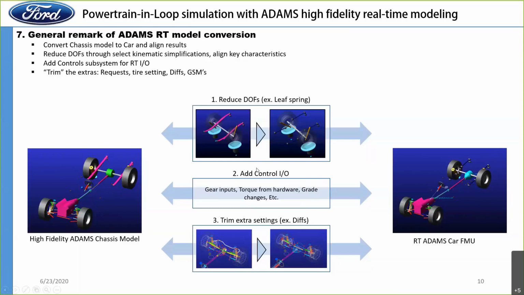There are a few steps here, three steps. First, we have to reduce the degrees of freedom of the model. The second one, we need to add the additional control, which communicates with the sensor and the processor. And the third one, we need to extract the trim, and also simplify the diff system. There are steps in the process already inside the MSC software to guide us on how to do that.